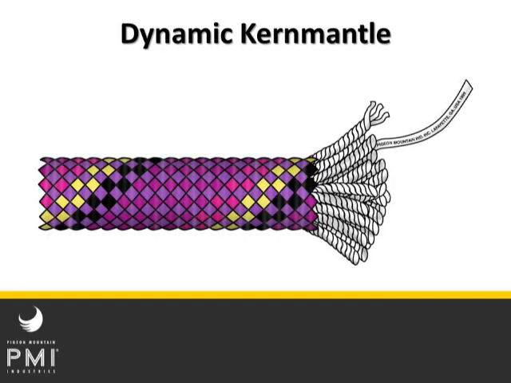Dynamic kernmantel is higher twist again, and in addition to being like the low stretch where it is high twist, it is typically heat treated. They heat treat the yarn to alter the elongation properties of the yarn.